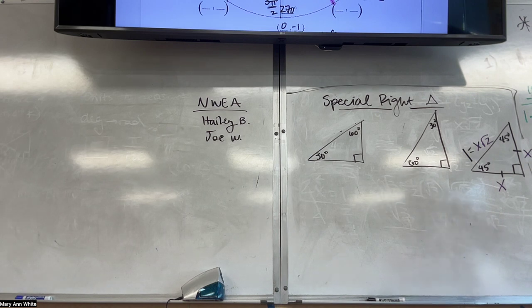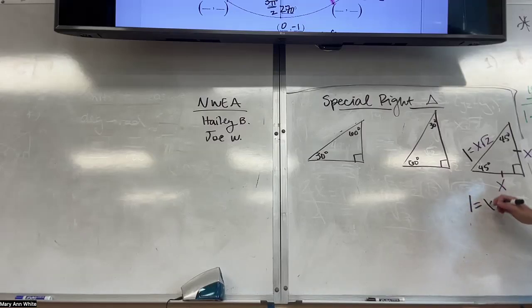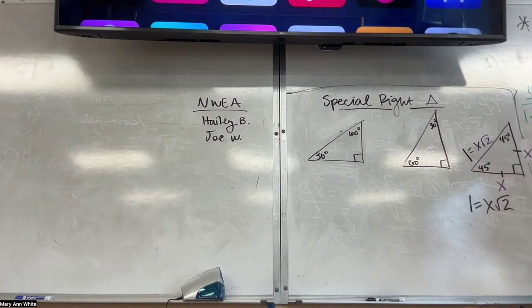And if my hypotenuse is 1, I can do 1 equals X root 2, and I can find out what X, or what both of my legs are. When I solve this, what do I do to get that X by itself? Divide by root 2. And then can I leave my answer as 1 over root 2? No, that's silly. We got to rationalize.